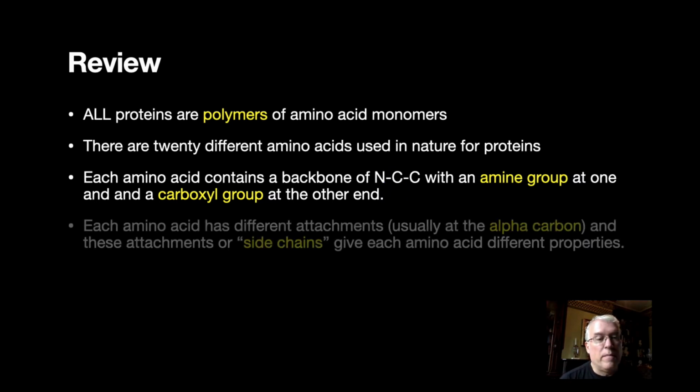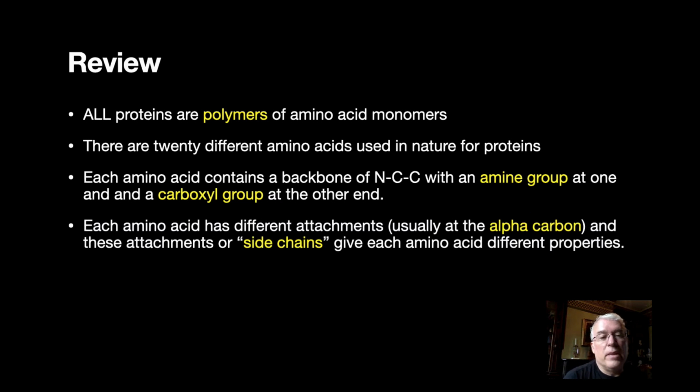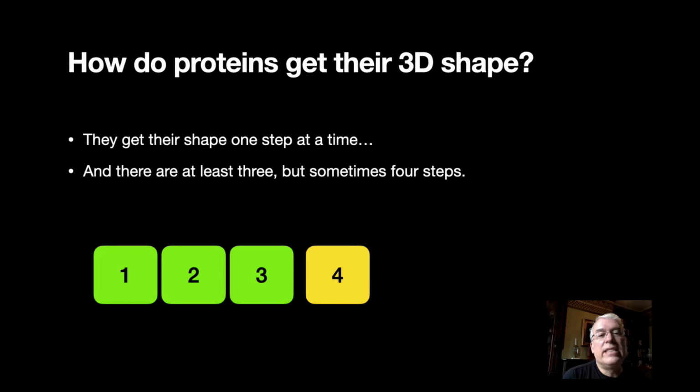So let's continue talking about this. Each amino acid can have these different attachments, usually at the alpha carbon, and we can call these side chains. And those are where the slightly different properties of amino acids come from. That's what makes them acidic. Some amino acids are even basic. Some are polar, some are nonpolar. That's all more information. Remember, I told you this is like a rabbit hole. But for right now, we're just going to worry about the fact that amino acids can vary with what's attached to the alpha carbon. Now, proteins get their three-dimensional shape one step at a time.